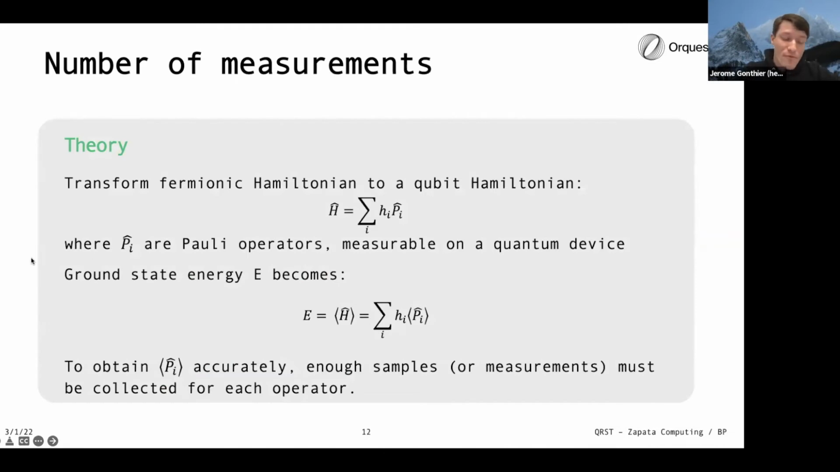After that, we look at the number of measurements, which is the less chemistry-oriented part of this talk. So in looking at the number of measurements, we first need to transform the fermionic Hamiltonian of the molecule to a qubit Hamiltonian. So that means we simply get the Hamiltonian as a sum of Pauli strings associated with coefficients, h_i. And then the ground state energy is the expectation value of this Hamiltonian, which is written as the sum of the expectation values of the Pauli strings with the coefficients. So that means we need to measure each of these Pauli strings with enough samples so that we get the expectation value with enough accuracy for each operator.